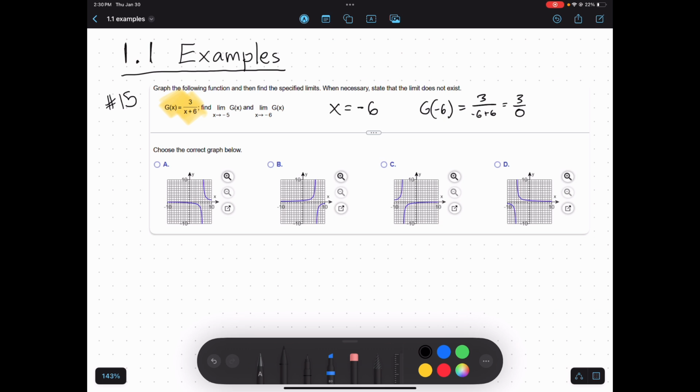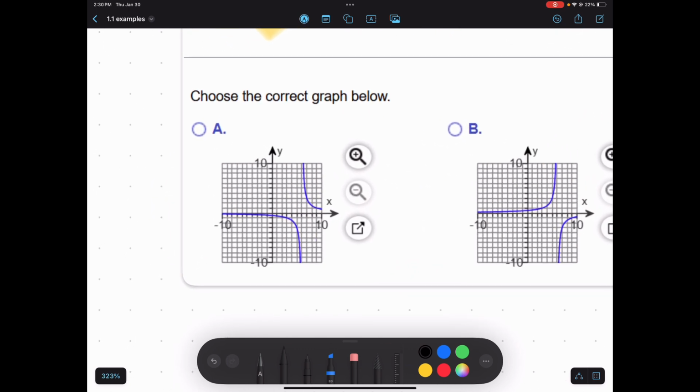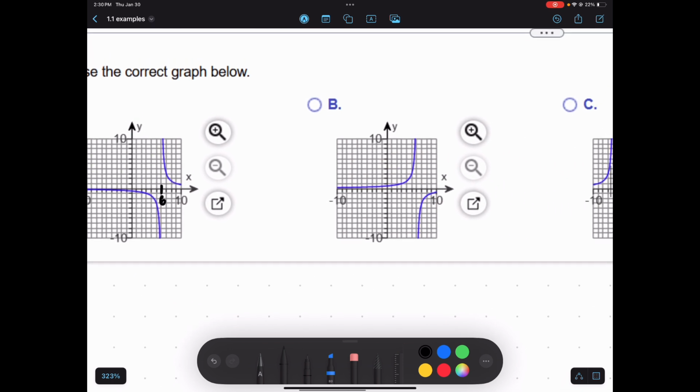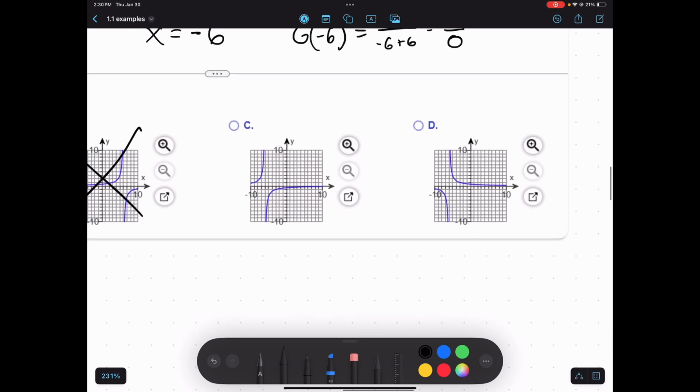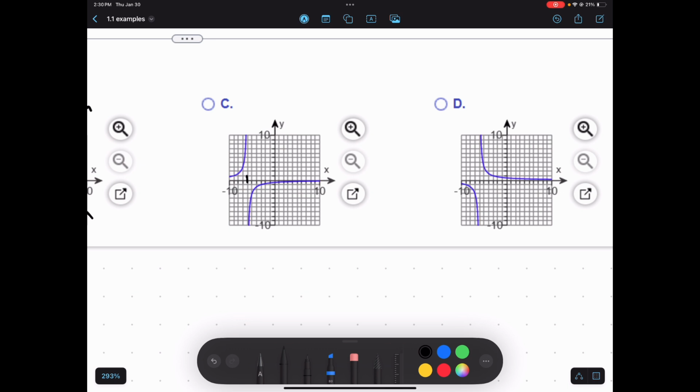Well, look at some of these graphs. Look at A. A has a vertical asymptote, or an infinite discontinuity, at positive 6. Well, that's close, but that's not quite what we're looking for, right? We're looking for a discontinuity at negative 6. Notice B has the same thing, a discontinuity at positive 6. So I know both of those are out. Okay? And then if I look at C and D, sure enough, both of these have a discontinuity at negative 6. They both have a vertical asymptote at negative 6.